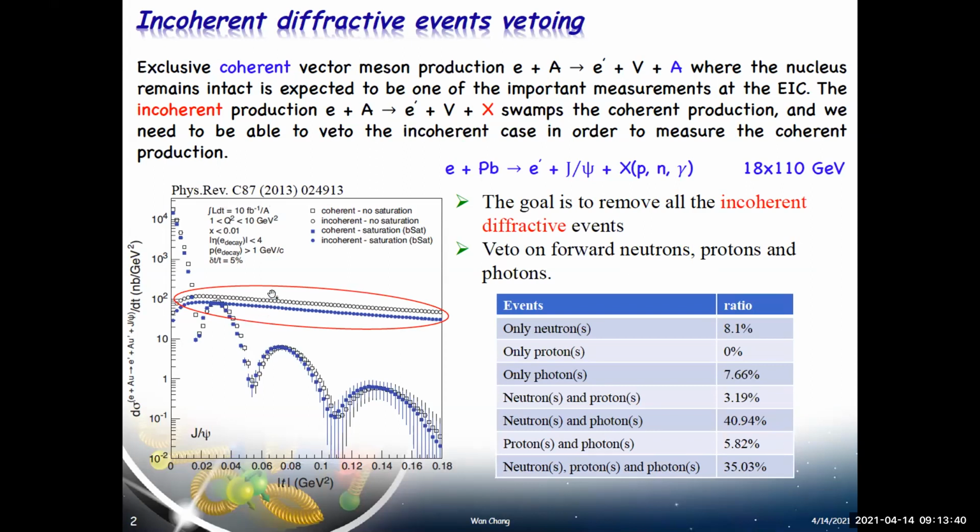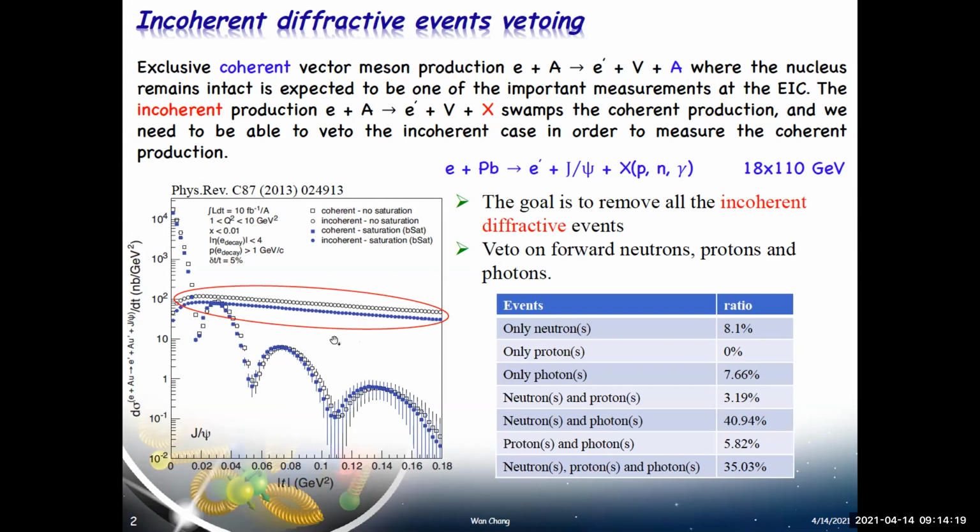This plot is the differential distribution with respect to t for J/psi production for the coherent and incoherent events. The t here is the momentum transfer between the incoming and the outgoing nuclei. The squares represent the coherent events, and the circles are the incoherent events. The differential cross-section can be directly related to the transverse spatial distribution of gluons through the Fourier transformation.